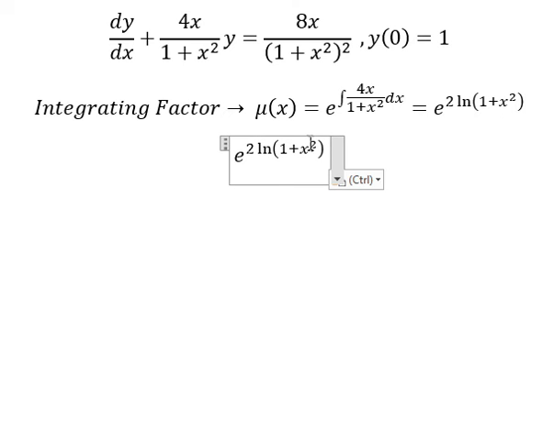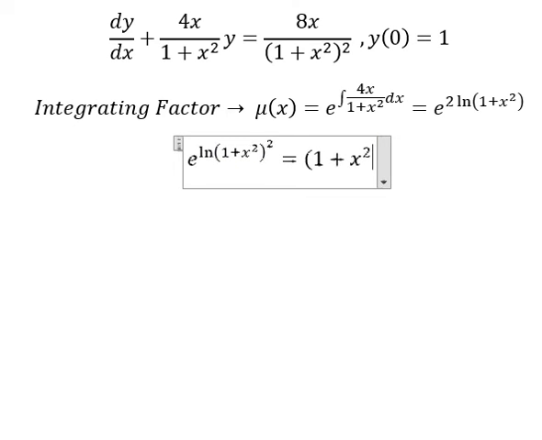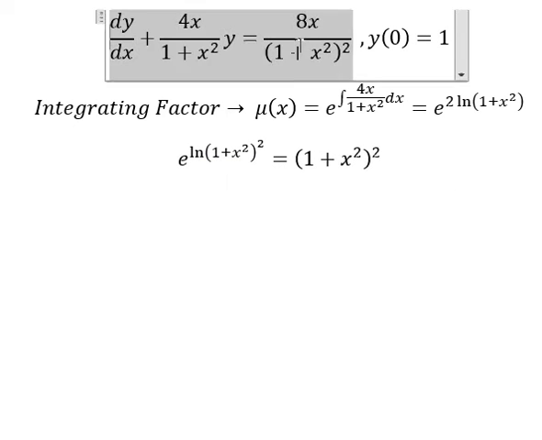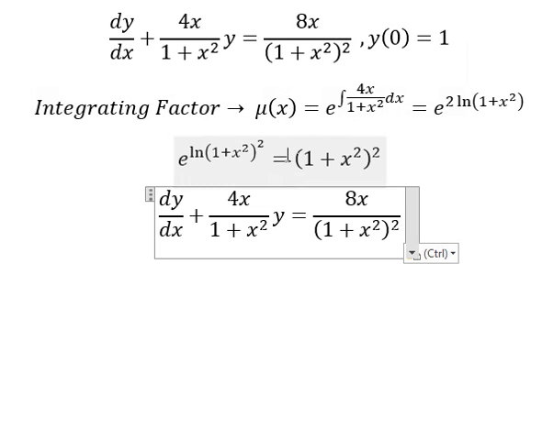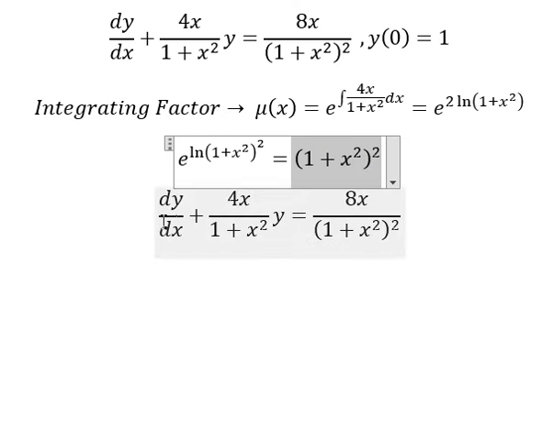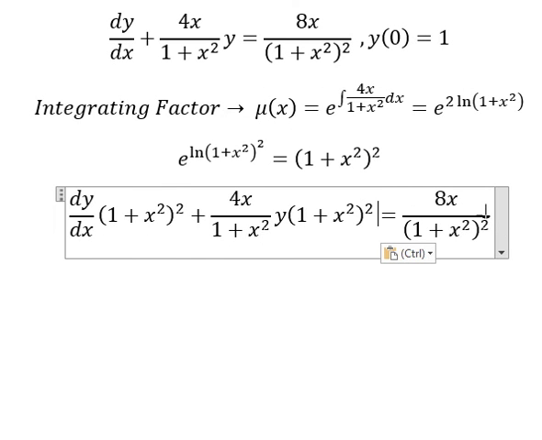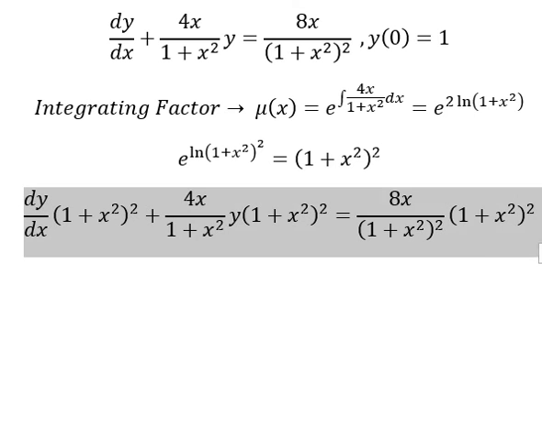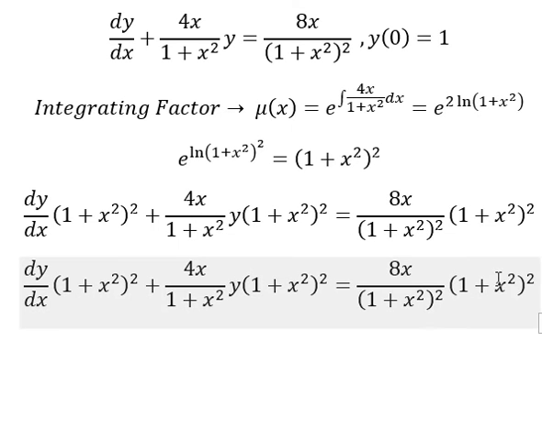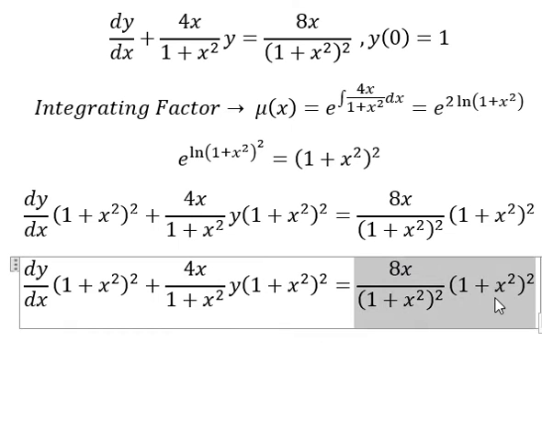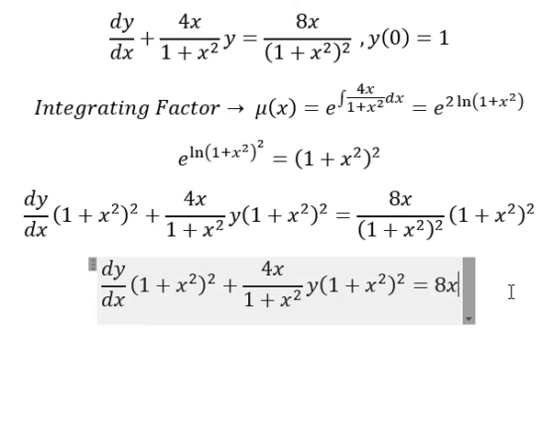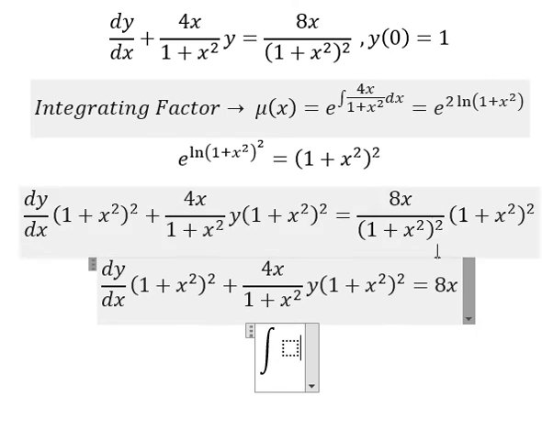So the number 2 will go inside the natural log, so you get ln of (1 plus s squared) to the power of 2. And this one gives (1 plus s squared) to the power of 2. That means we need to multiply both sides of this one. So this one is simplified by this one, you get 8s. Next, we need to integrate both sides.